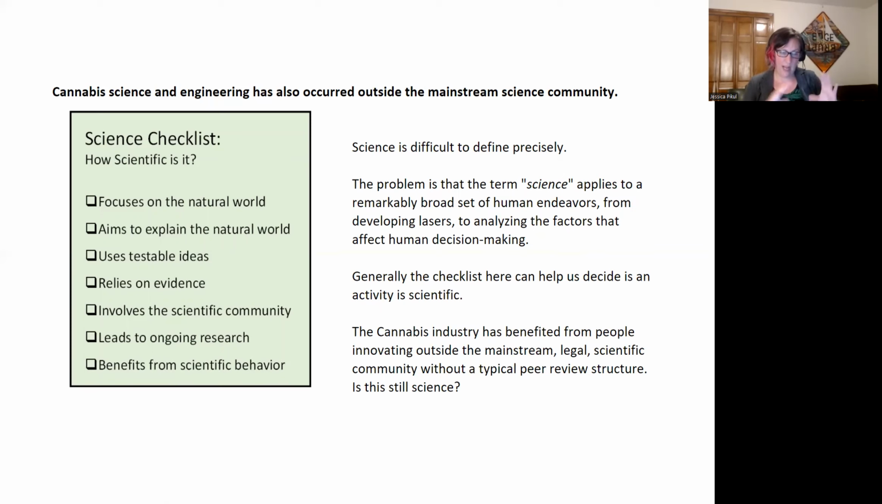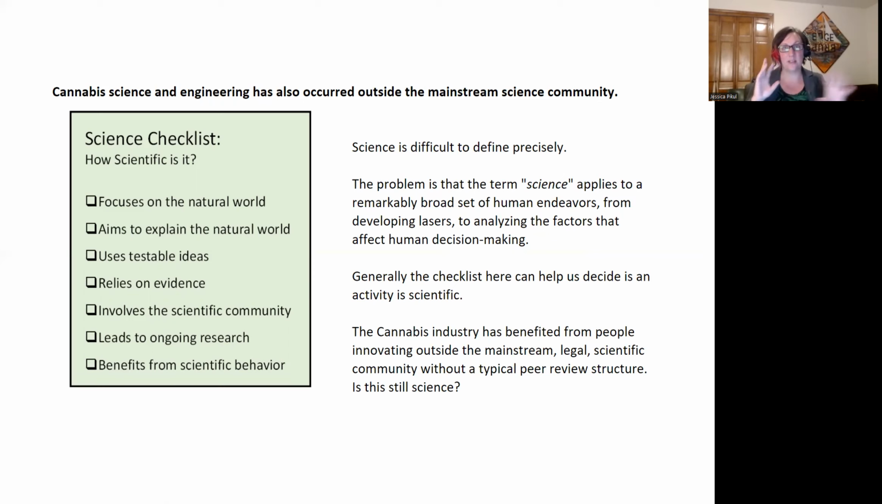So what I have here is this science checklist, because it turns out it's pretty difficult to precisely define what is scientific. The problem is that it's just a really broad idea of doing science.